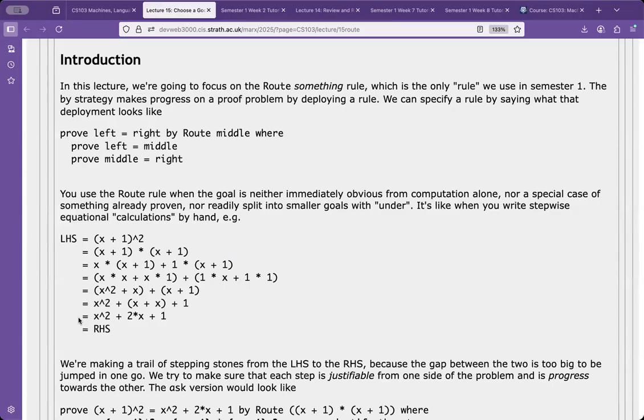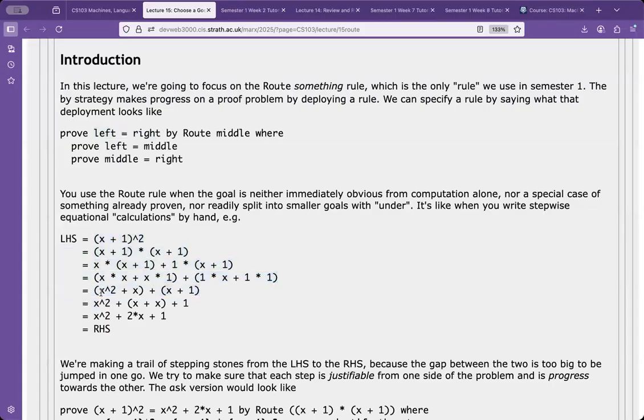It's the only rule we've met so far. Ask has this concept of rules that allow you to make proofs. This is the root rule, and it's the only rule we use in semester one. There will be more rules in semester two. And all it says is that if you're trying to prove an equation left equals right, then you can choose something to put in the middle. And instead, you have to prove left equals middle and middle equals right. That's the Ask way to make a step in a calculation like this.